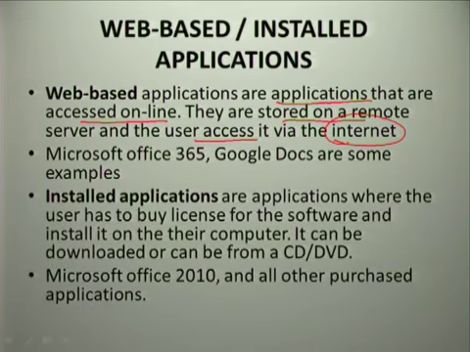And then your installed applications are applications where one has to buy the license for the software and then install it on their computer. Now, this software can be downloaded or it can be from a CD or a DVD. Now, an example is your Office 2010 and some other applications that you can think of whenever you want to buy an application.